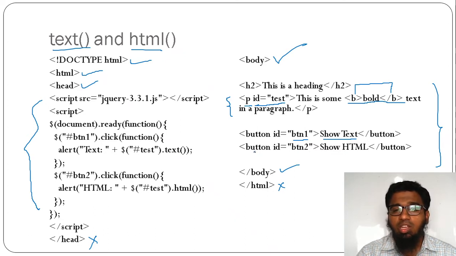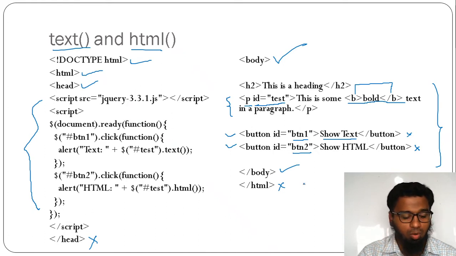Now the next one is button ID btn2. We gave the name, you can give any name, btn1, btn2, any name you can give. So Show HTML is the button, closing button, and this is the opening button. With the help of this we will get the structure.